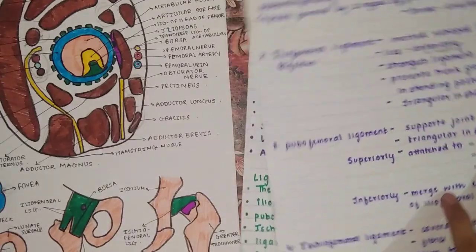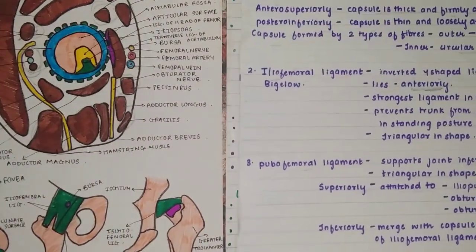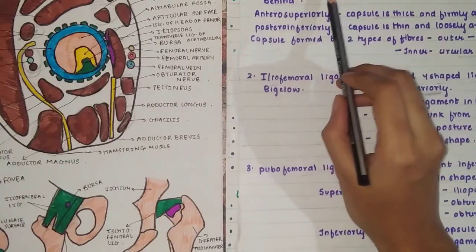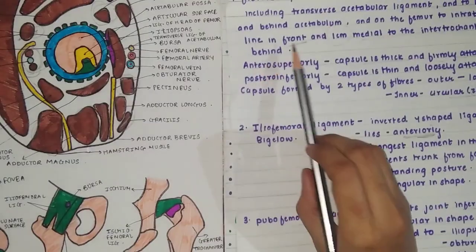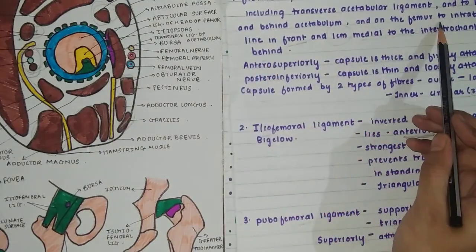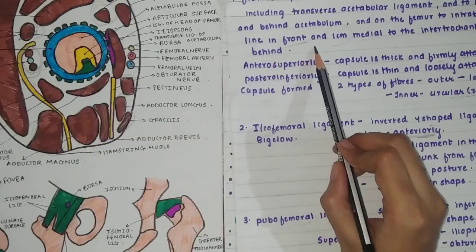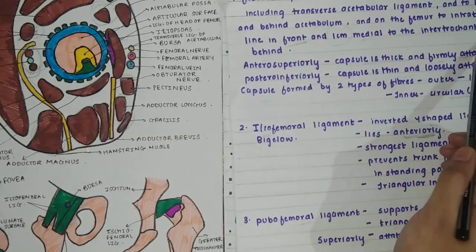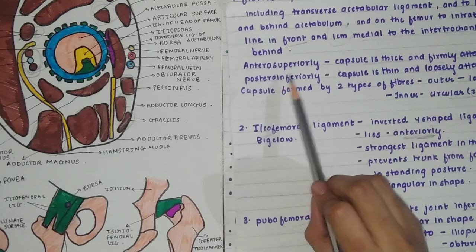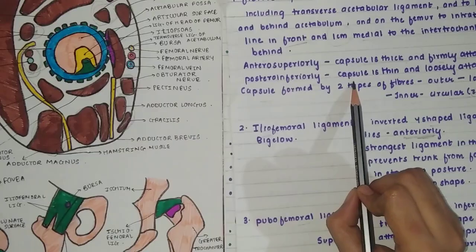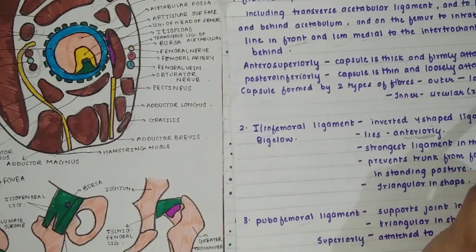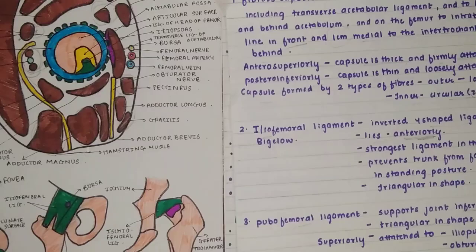Fibrous capsule. It is attached to the hip bone at the acetabular labrum including the transverse acetabular ligament, and to the bone above and behind the acetabulum, and on the femur to the intertrochanteric line in front and 1 cm medial to the intertrochanteric crest behind. Anterior-superiorly the capsule is thick and firmly attached. Posterior-inferiorly the capsule is thin and loosely attached to the bone. Capsule is formed by two types of fibers, outer longitudinal and inner circular fibers called zona orbicularis.